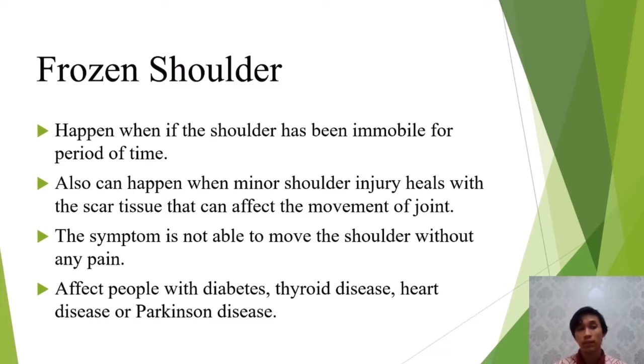The next one is frozen shoulder. Frozen shoulder happens when the shoulder has been immobile for a period of time. It also happens when a minor shoulder injury heals with scar tissue that can affect the movement of the joint. The symptom of frozen shoulder is not being able to move the shoulder without pain. Frozen shoulder can affect people with diabetes, thyroid disease, heart disease, and Parkinson's disease.